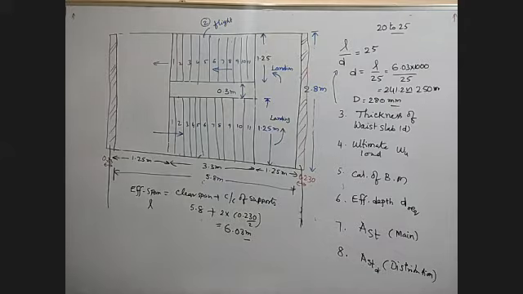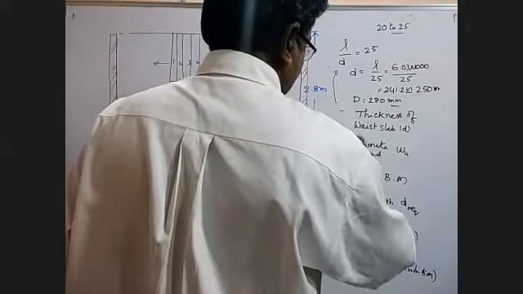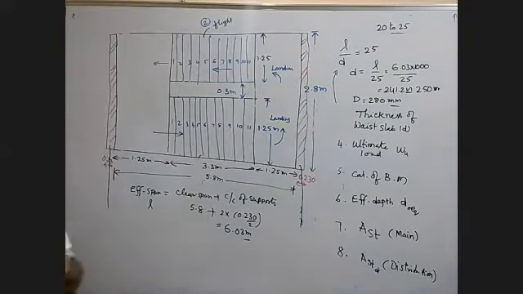Now the third step is also over. This is the thickness of the waist slab. Now you'll see the ultimate load, WU.